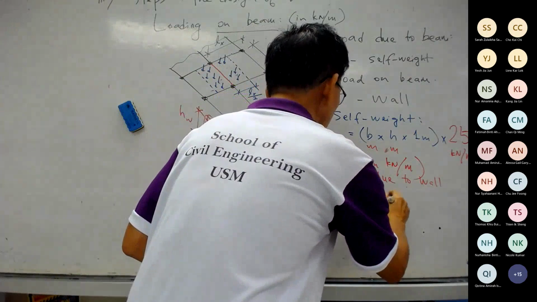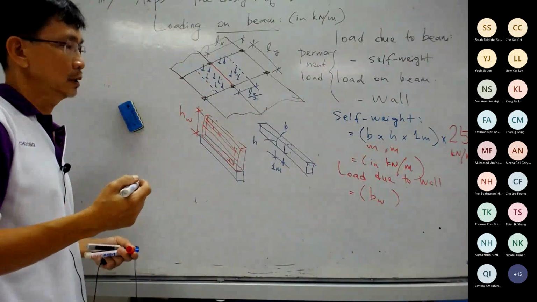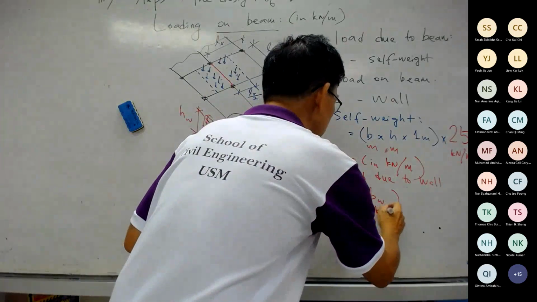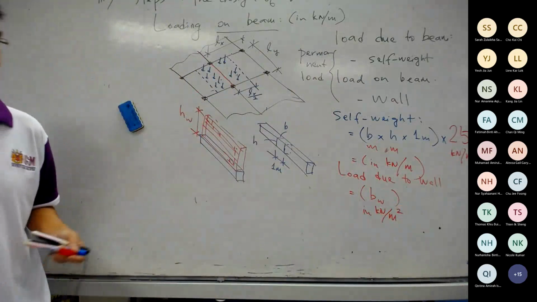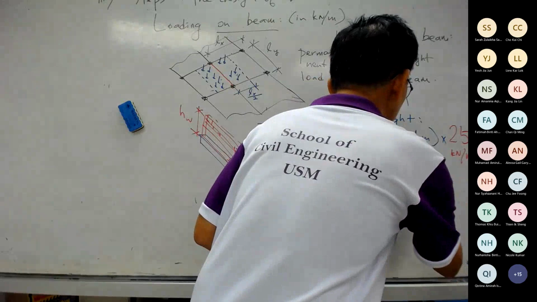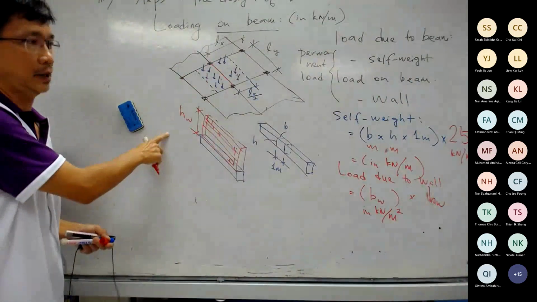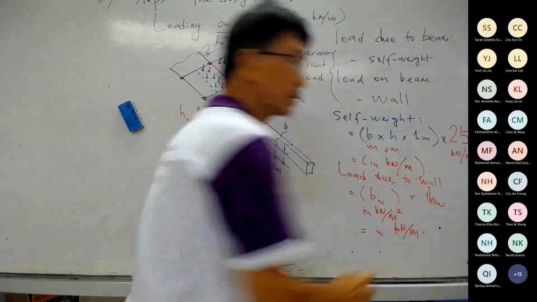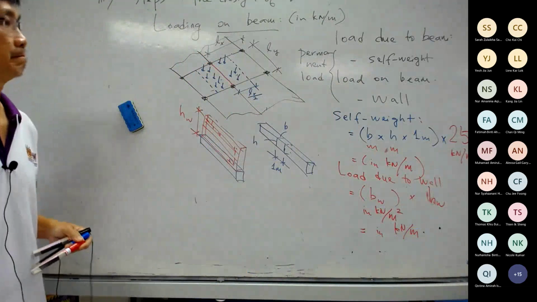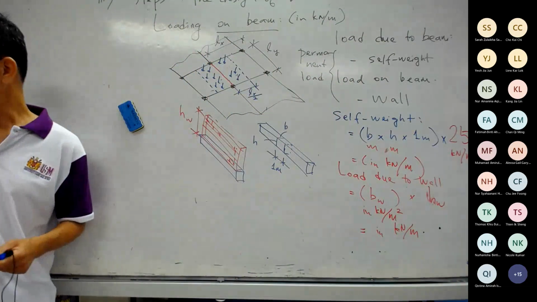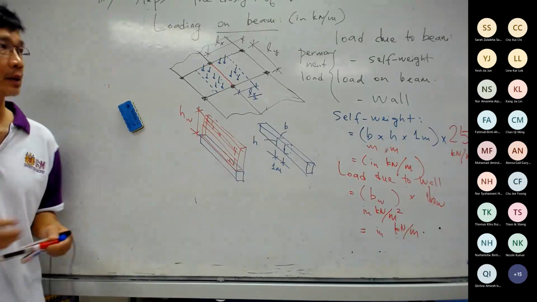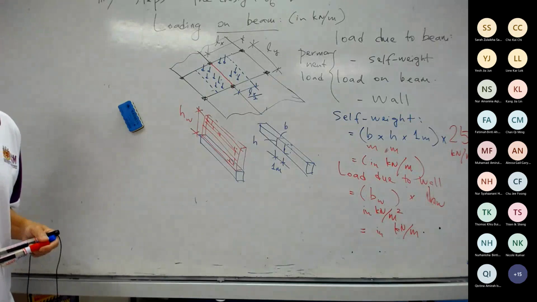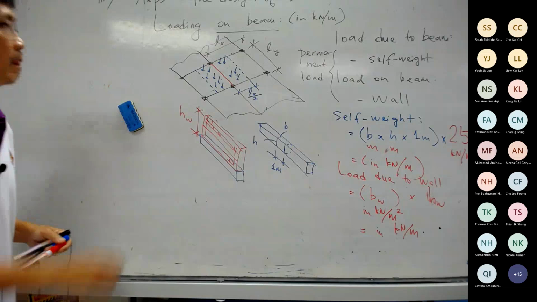So this one, I take this load due to the wall. Normally we have to look for it in your design project. You have to look for it, or if the data is given, then use it. This is in kilonewton per meter square, and multiply with the height of the wall, and this gives us kilonewton per meter. Okay. So all of these are permanent load, okay, in kilonewton per meter.